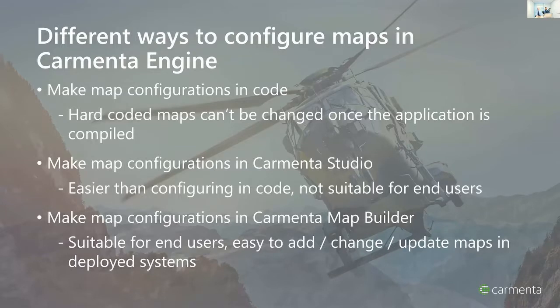So when you configure maps in Carmenta Engine, there are several different ways that you can do it. You can either hard code your configurations in code. That makes it quite easy to quickly wrap up an application, but it's very hard to change the data once it's deployed out to the end systems.